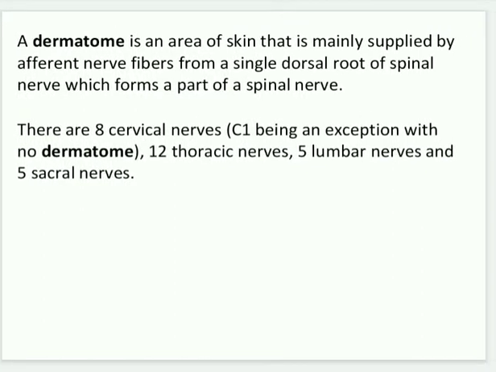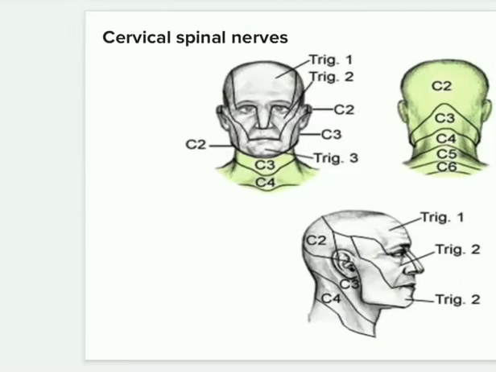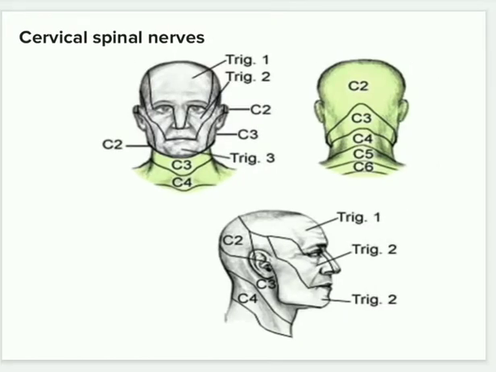When we are entering into dermatomes, what does dermatome mean? A dermatome is an area of the skin that is mainly supplied by the afferent nerves, which are your sensory nerves, coming from the single dorsal root of a spinal nerve, as it is a part of the spinal nerve. There are 8 cervical nerves, where C1 has no dermatome, and 12 thoracic nerves, 5 lumbar nerves and 5 sacral nerves, which we are going to enter into the dermatomes.